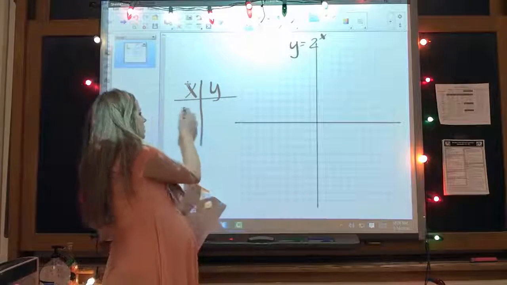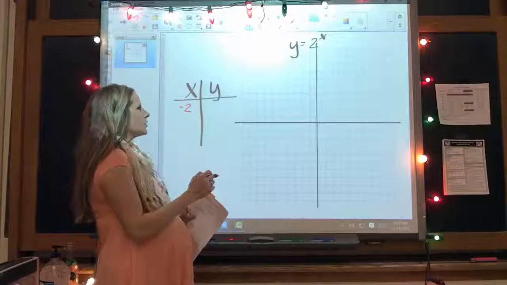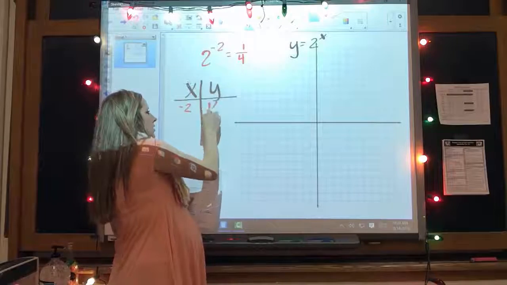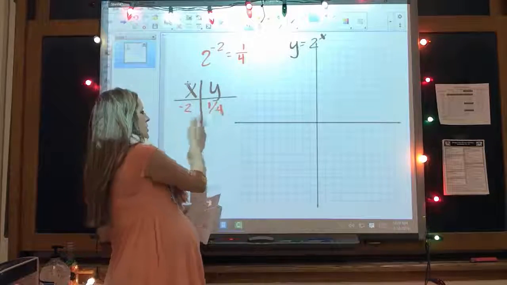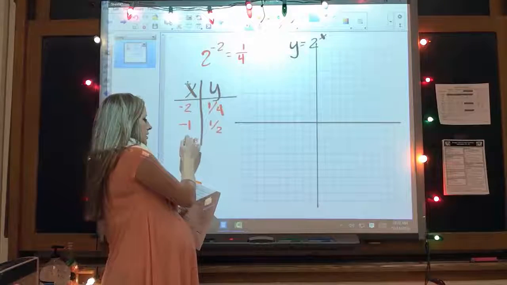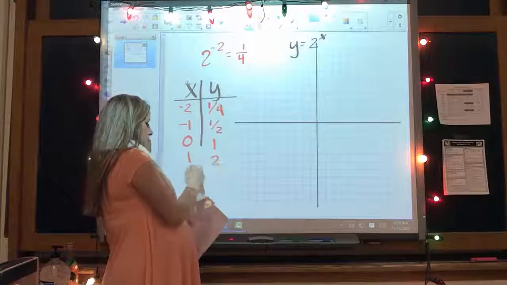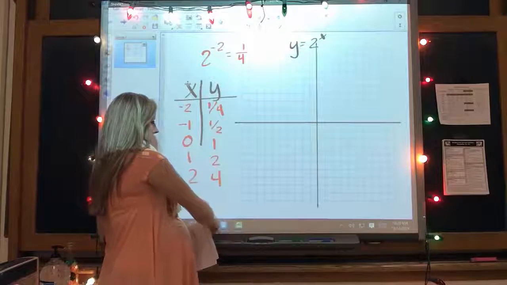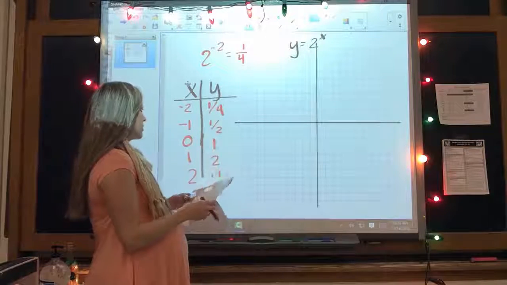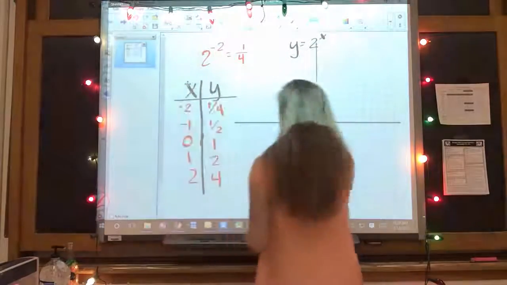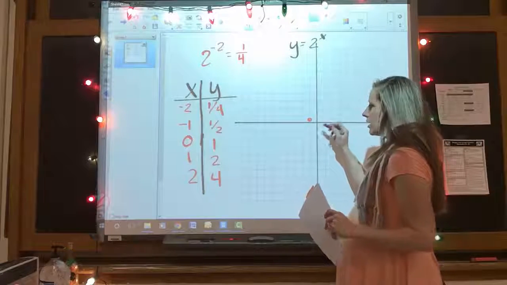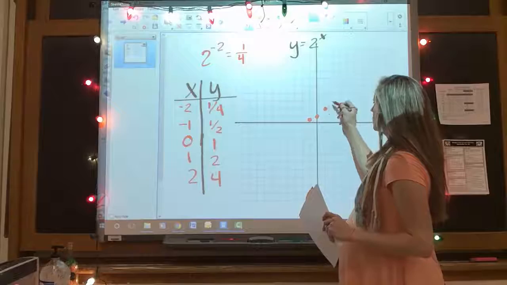Okay, so if we have a base of 2 and our x is negative 2, 2 to the negative 2 power is going to give you 1/4. That negative exponent flips it. 2 squared is 4. When x is negative 1, it will be 1/2. 0, 1; 1, 2; 2, 4. So we're going to plot those points on our graph. Negative 2, 1/4 is going to be a little hard to plot. Negative 1, 1/2 is a little bit easier. 0, 1; 1, 2.